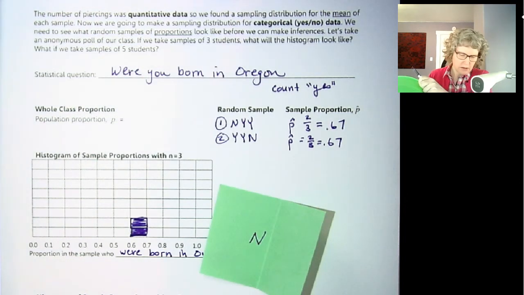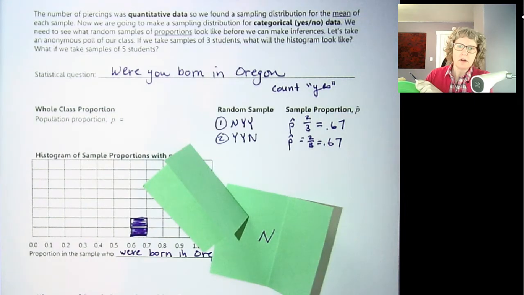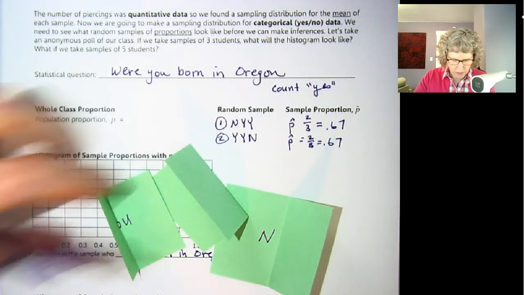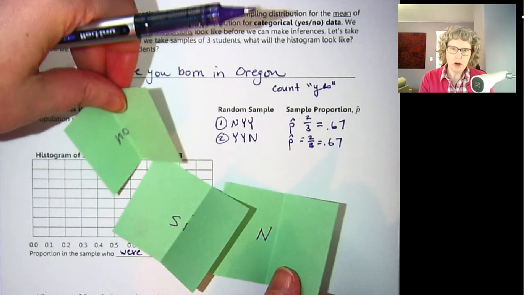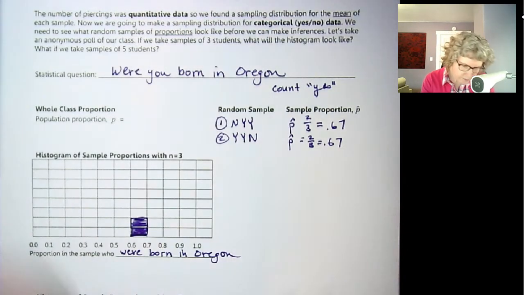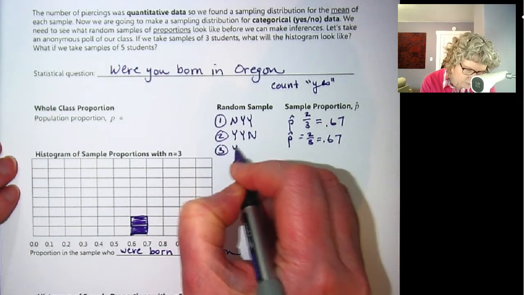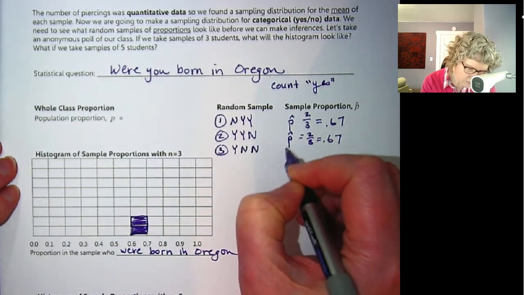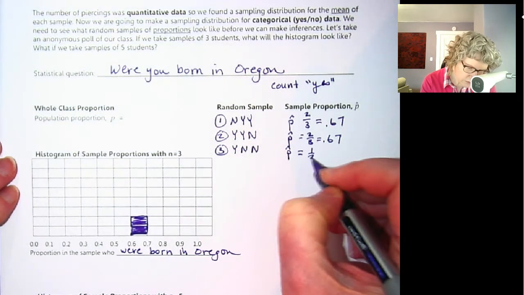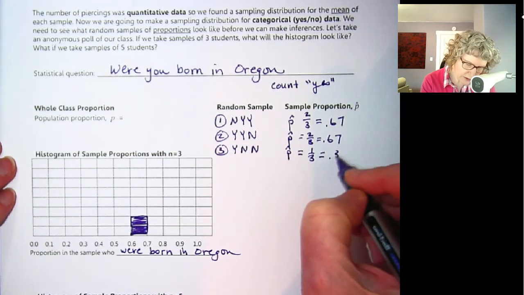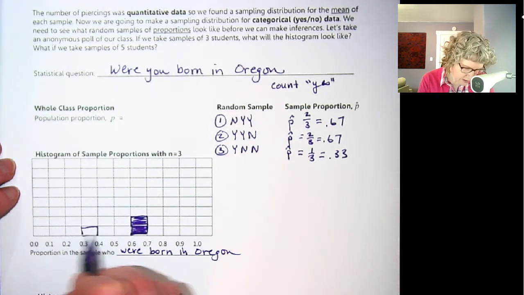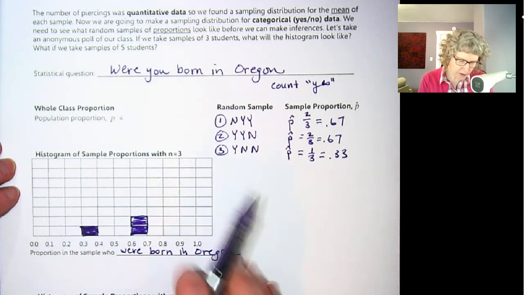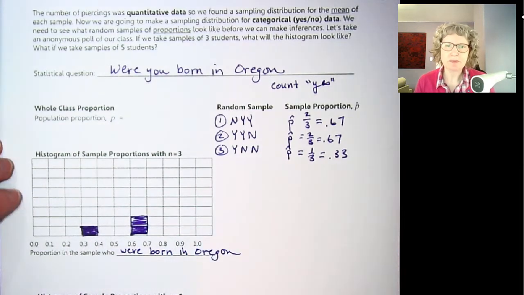One, two, three. Will we get something different? No, and no. So yes, no, no. That is 1 out of 3 said yes, so 1/3 or 0.33. I get to mark just to the right of the 0.3. Now you might notice that because we only have 3, there's only certain values we can get.